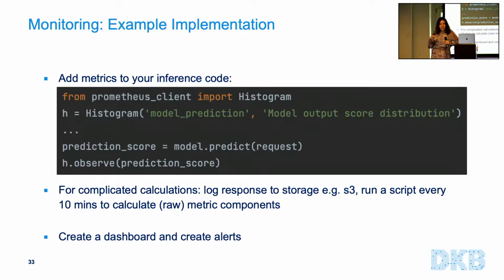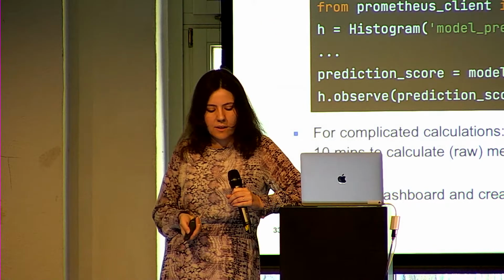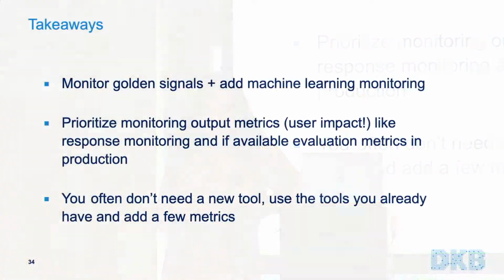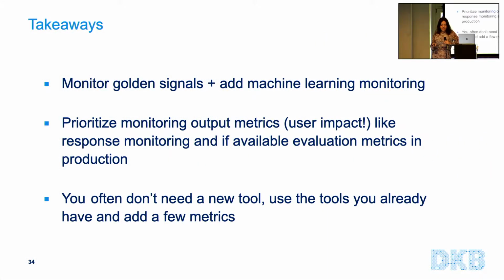So you can really be quite basic about it and have really good 80–90% monitoring. The important thing is that you automate it and that you create a dashboard and alerts. So takeaway, you have to monitor the 4 golden signals from site reliability engineering, and you add some machine learning on top. And you should prioritize the output metrics and start there. And you add response monitoring, and if you have it, the available evaluation metrics in production. You don't even need a new tool often. You can do it with what you already have, and you add a few metrics.